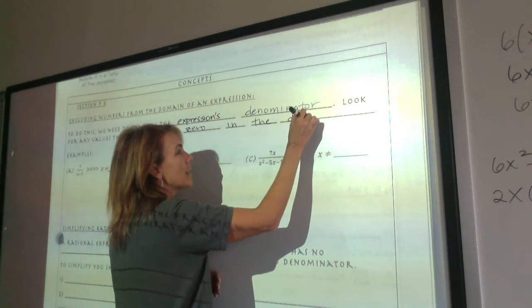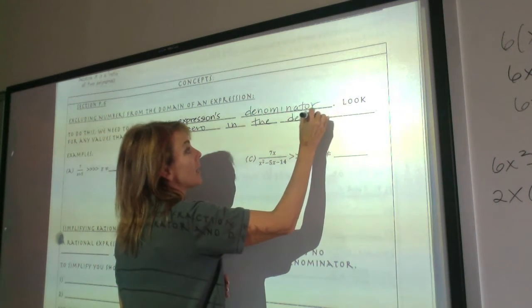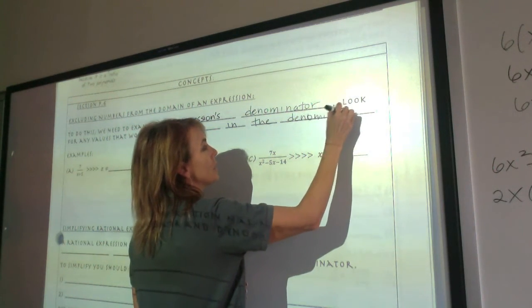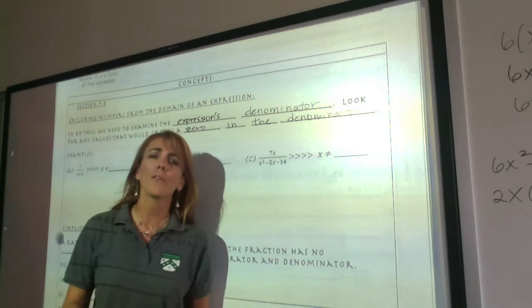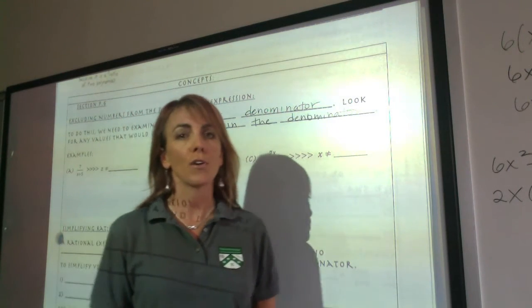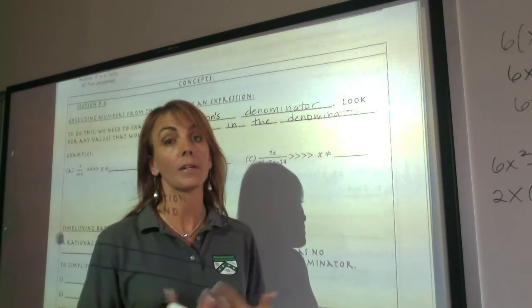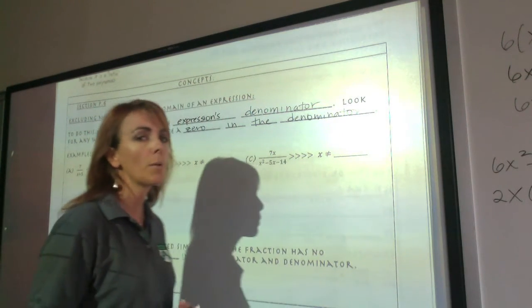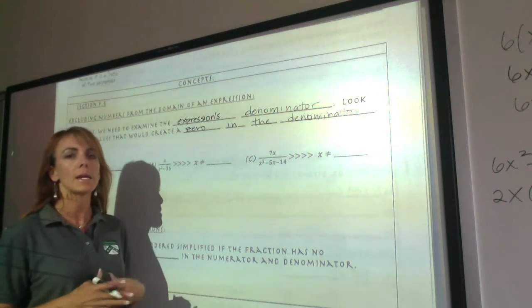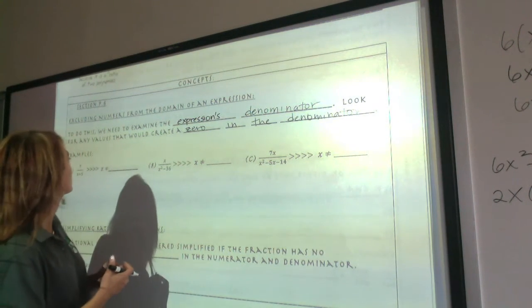Okay, and why is that important? Well, denominator. We know that we cannot divide by 0. So if we substitute a value in for x, it's going to cause a 0 in the denominator. That would be problematic. So we want to exclude that from the domain of our rational expressions.